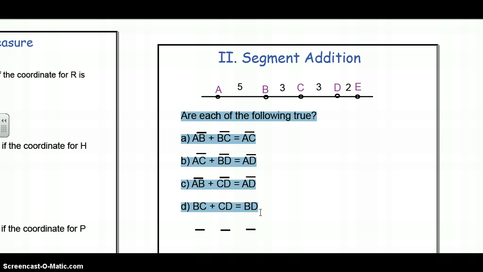Are each of the following true? Does AB plus BC equal AC? Does AC plus BD equal AD? Does AB plus CD equal AD? And does BC plus CD equal BD?